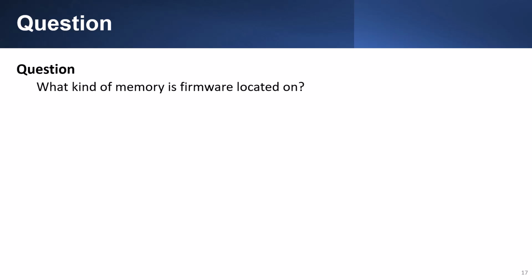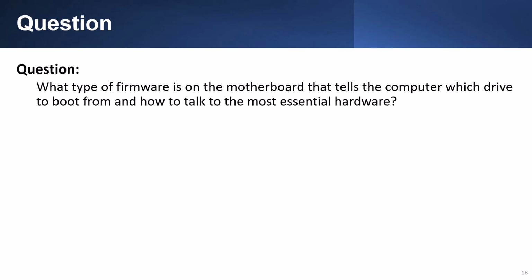Question: what kind of memory is firmware located on? Answer: read-only memory. Question: what kind of firmware is on the motherboard that tells the computer which drive to boot from and how to talk to the most essential hardware? Answer: BIOS.